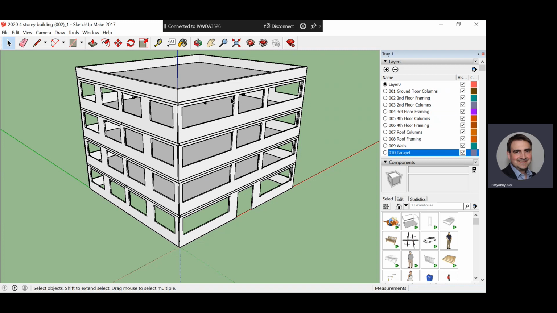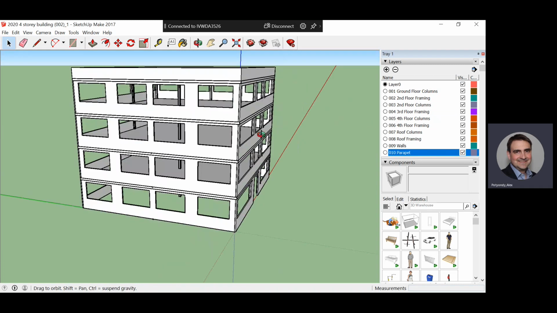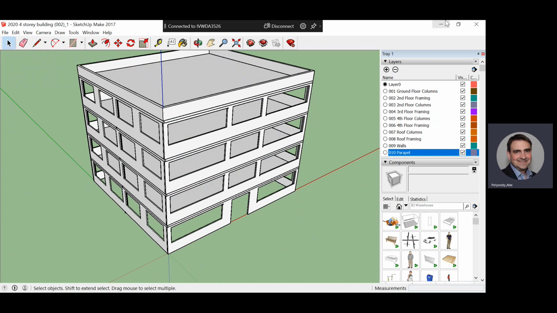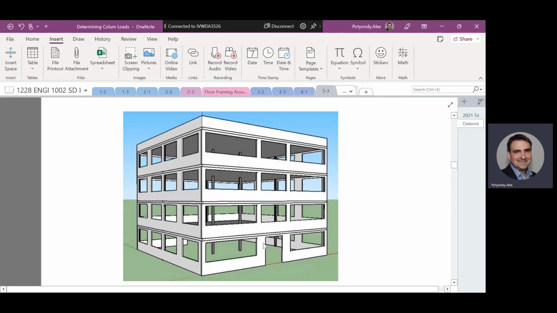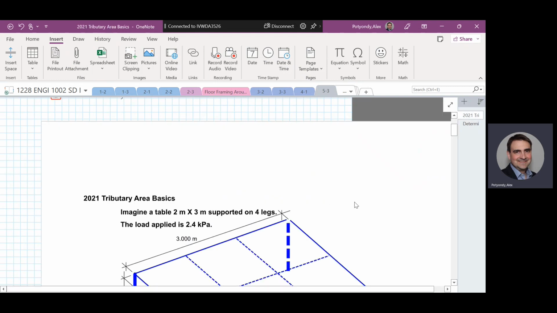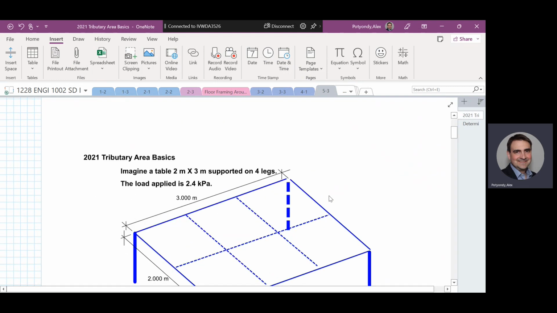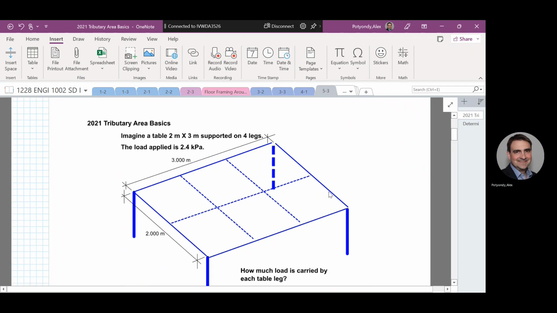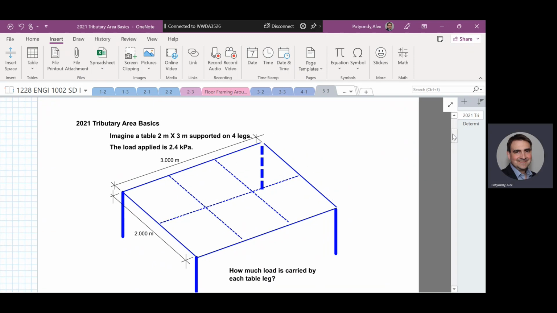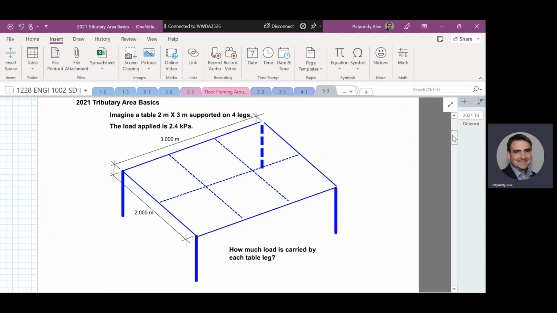So there's a fair bit of geometry here, and now we have to go through and put this together. That visualization tool helps us out. But before we do that, let's talk about some basics for tributary area. That's the basic principle we're going to use in calculating axial loads on columns.